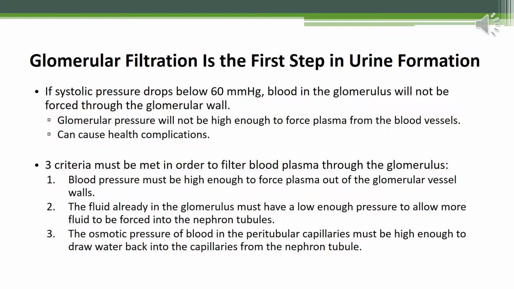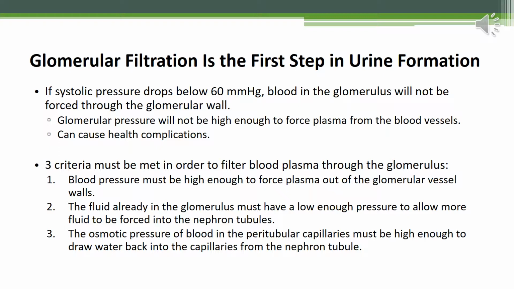If the systolic pressure of the blood outside of the glomerulus drops below 60 millimeters of mercury, the blood in the glomerulus will not be forced through the glomerular wall, and the glomerular pressure will not be high enough to force the plasma from the blood vessels. And this can cause health complications, obviously, because we're not really filtering our blood very well. And this would be a side effect of having a low blood pressure, though having a low blood pressure is pretty rare in this country.